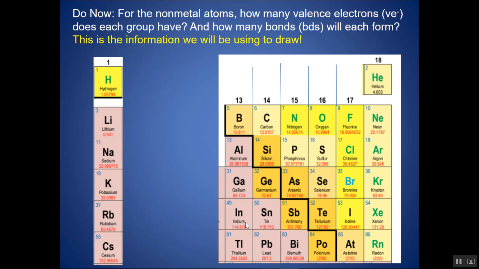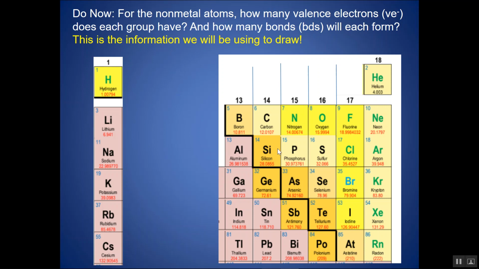Going to look at how to draw simple Lewis structures. For this, we're going to need two pieces of information. We're going to need to know how many valence electrons an atom has, and we're going to need to know how many bonds it will tend to form based on that number of valence electrons. And we're only going to be looking at simple Lewis structures for molecules. We're only going to be talking about covalent bonding here.